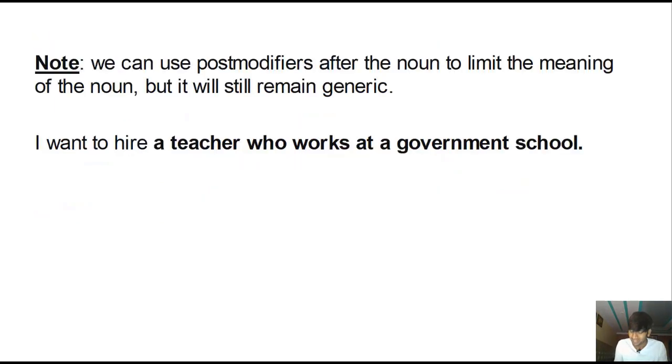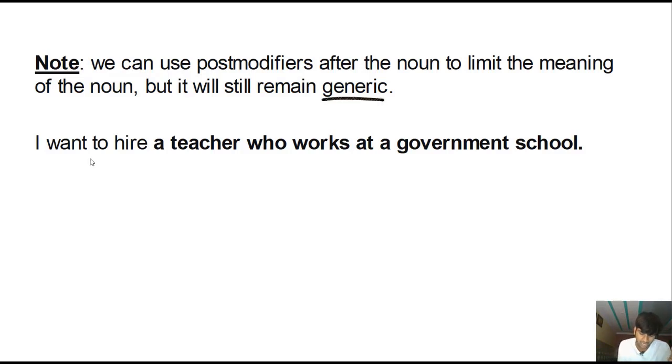Now we can also give some information about the noun using some modifiers, using some prepositional phrases, adjective clauses after the noun. But that particular noun will still remain unspecific. Obviously, you will have more information about it, but that will not become specific. If you want to make it specific, you can, but it depends on the information you give about it. Okay. So we can use post modifiers after the noun to limit the meaning of the noun, but it will still remain generic, unspecific.